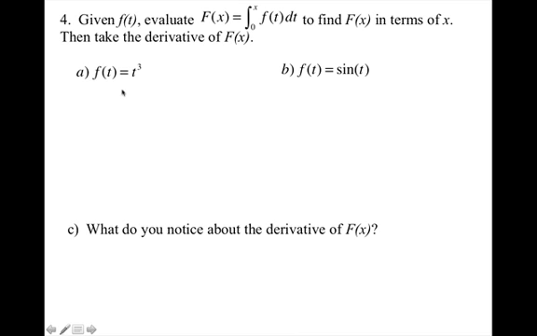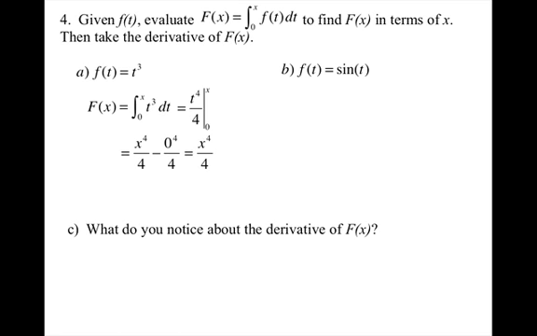So I'm going to set up my first integral for part A. That means I'm going to go from 0 to x of t cubed dt. I'm going to find the antiderivative of t cubed, which is t to the 4th over 4. I'm going to evaluate it from 0 to x. When I do that, I'm going to get x to the 4th over 4 minus 0 to the 4th over 4, which just gives me x to the 4th over 4. So that's big F.